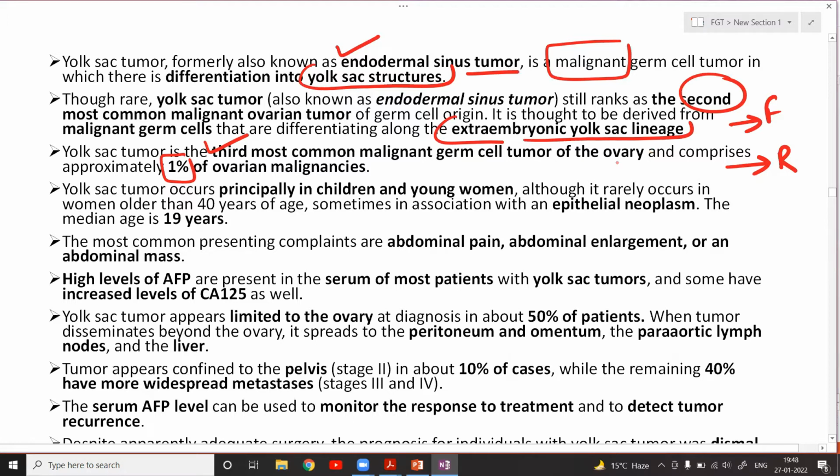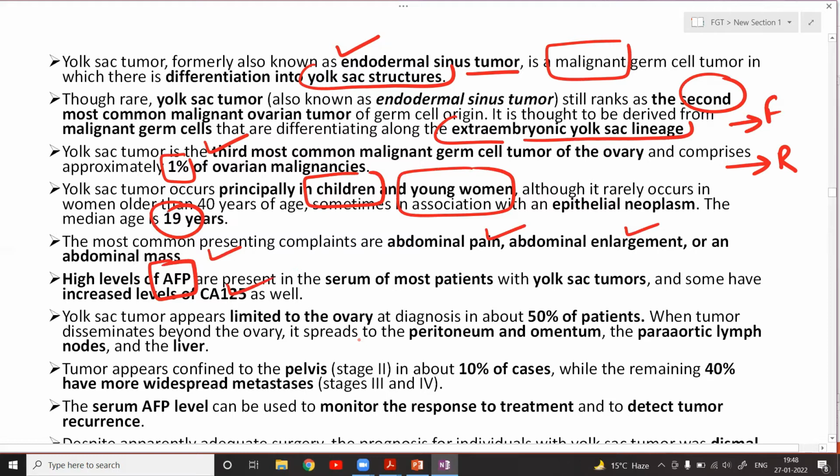Okay. Now, as I told you, as with other germ cell tumors, yolk sac tumor predominantly involves children and young women. Always remember this. The mean age of presentation is around 19 years. Again, just like any other germ cell tumor, they present with abdominal pain, abdominal enlargement, or abdominal mass. Very importantly, such patients show high levels of serum alpha fetoprotein, and they might also show an increased level of CA125.